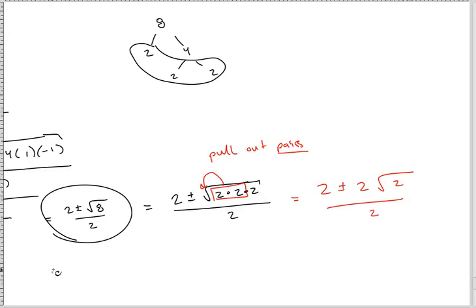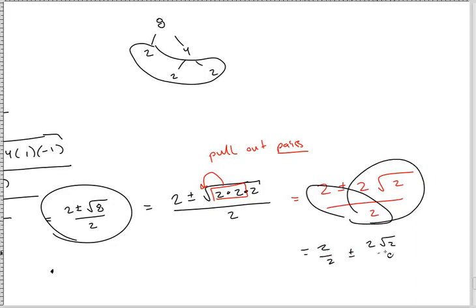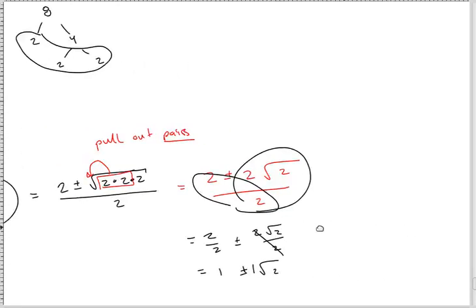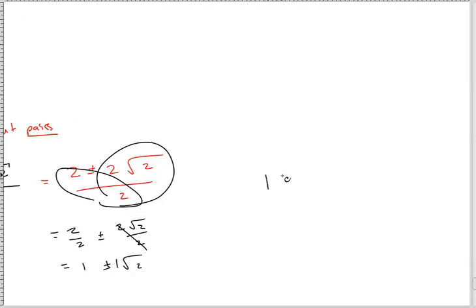I know there's a ton of 2s here, and that's kind of weird, but what we have to do is cancel a 2 everywhere. So you're going to distribute your denominator, and that's 2 over 2, and then 2 squared of 2 over 2. These cancel to make a 1, and these again cancel to make a 1. 1 times square root 2, essentially. And so my final answer for these last 2 zeros is 1 plus or minus square root 2.